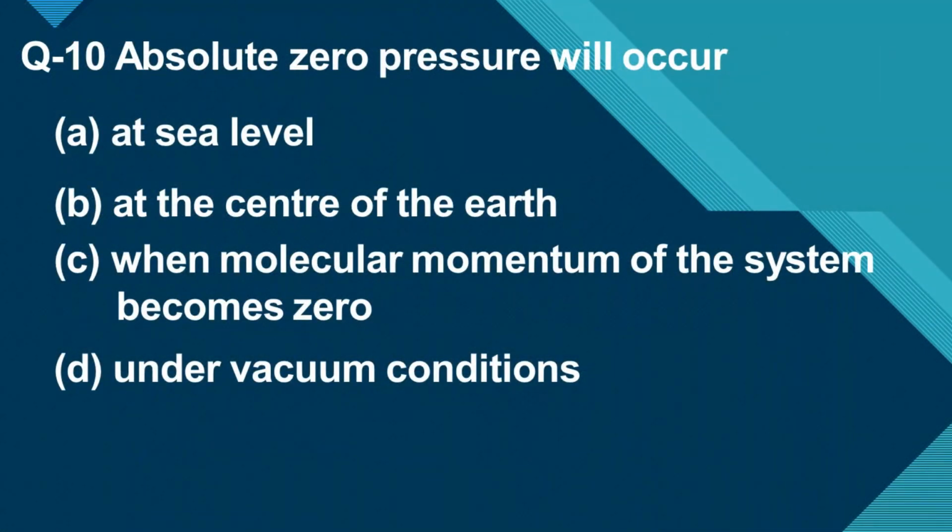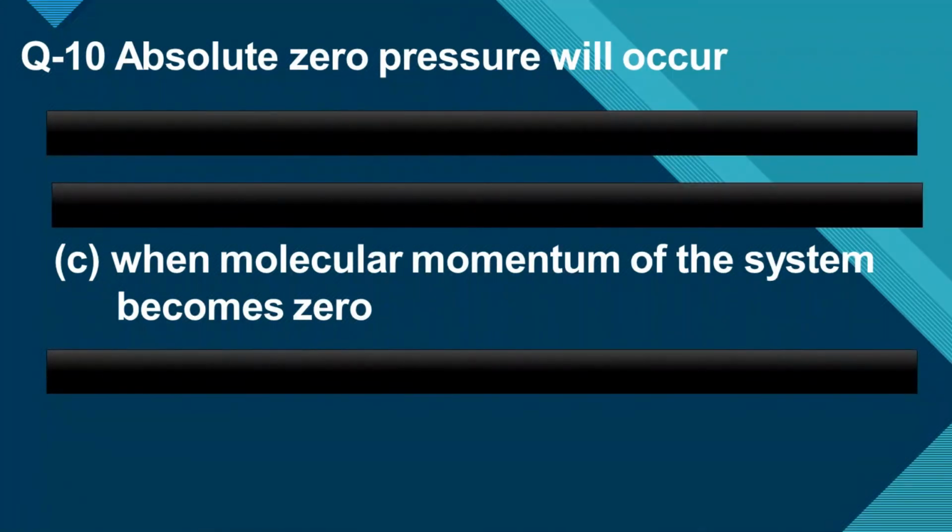Question number 10. Absolute zero pressure will occur. Option A, at sea level. Option B, at the center of the earth. Option C, when molecular momentum of the system becomes 0. Option D, under vacuum condition. So the right answer is option C, when molecular momentum of the system becomes 0.